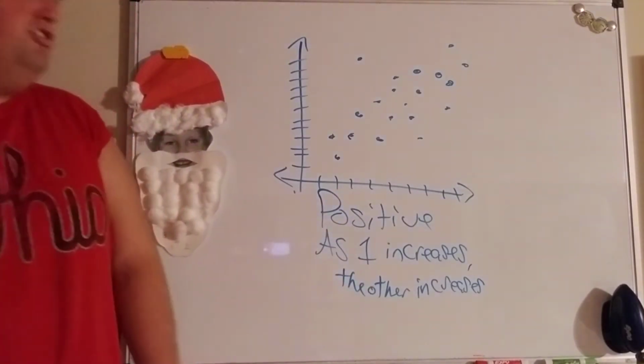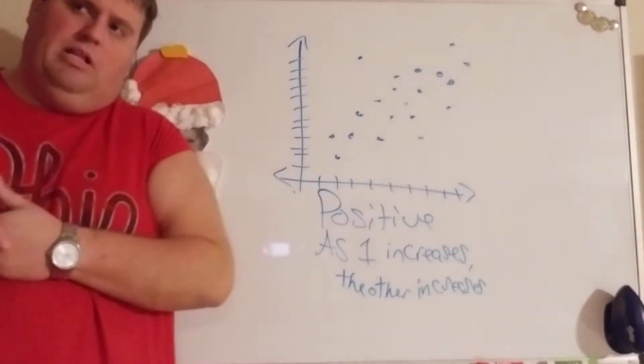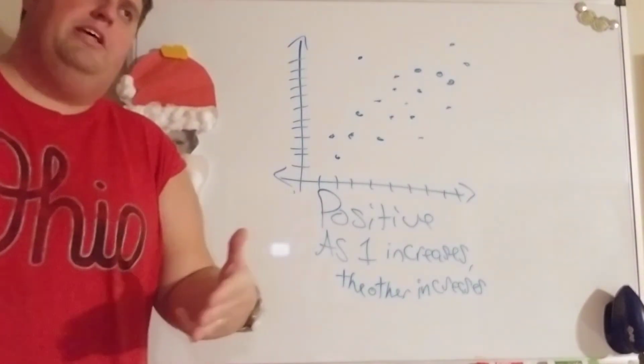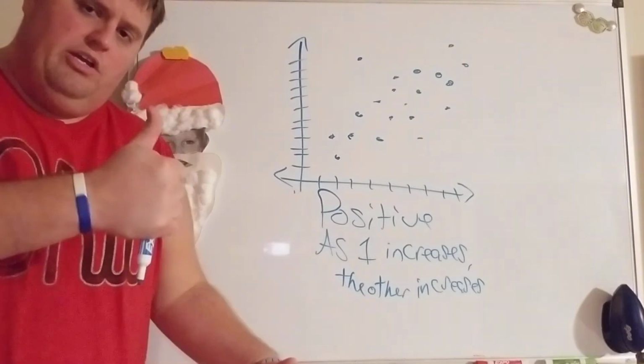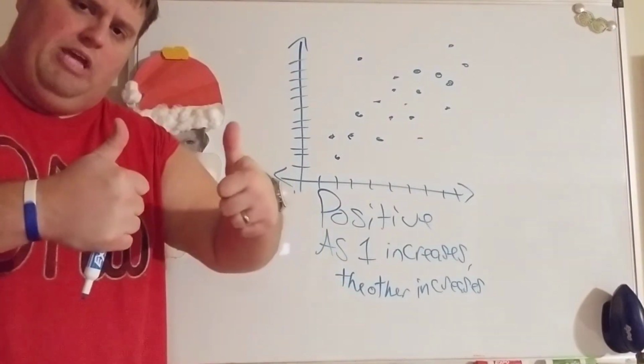So a positive relationship, this might be an example of, easiest one is if you are an hourly worker, the amount of time that you work goes up, the amount of money you get goes up.